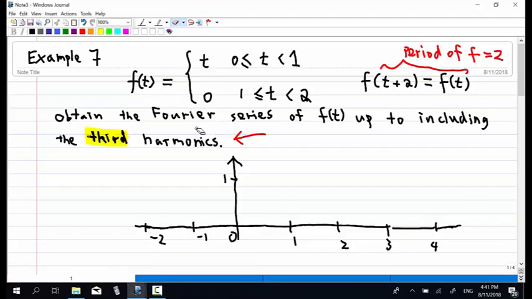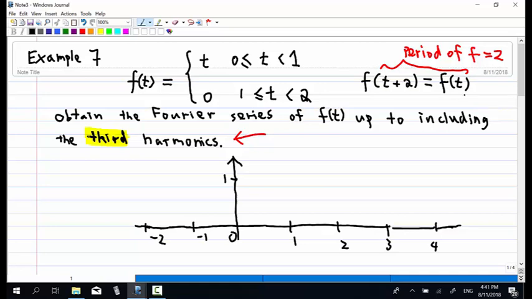This is example 7 of the Fourier series. We are given a function of time t, which is equal to t for t between 0 and 1, including 0, and is 0 for t between 1 and 2, including 1. And the period of the function is 2 because f of t plus 2 is equal to f of t. So the period of the function is 2.